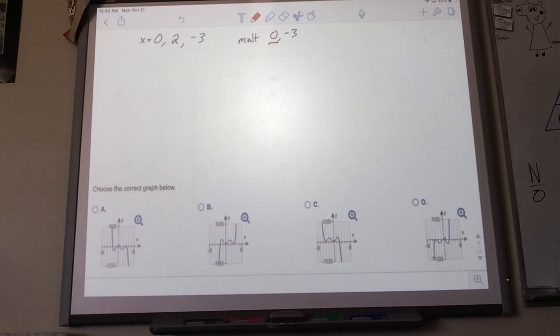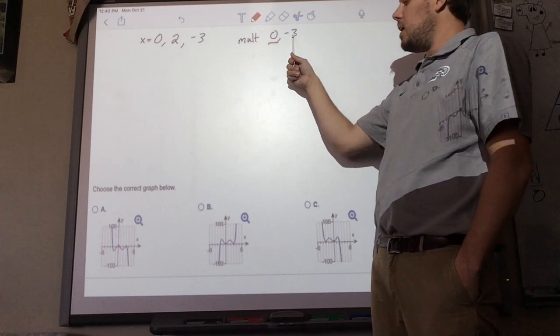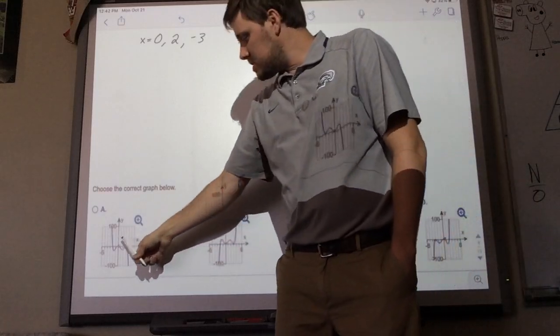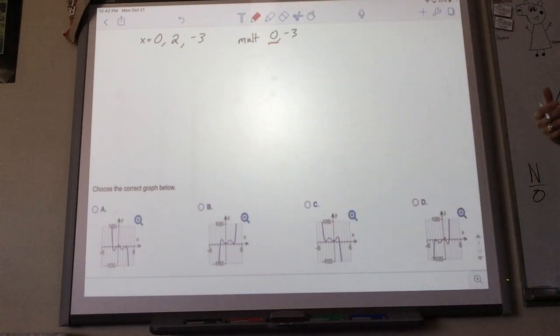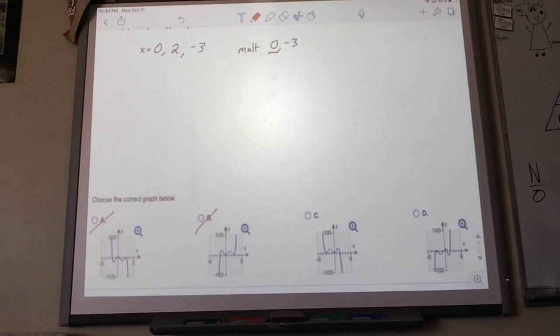The next thing, we need to figure out which ones bounce off -3. So that one looks like it goes through -3. Even though we're not positive that's -3, it's pretty sure that is. Okay? So this one goes through -3, so that can't be the answer. This one goes through -3, so that can't be the answer either. This one bounces off -3, and this one bounces off -3.